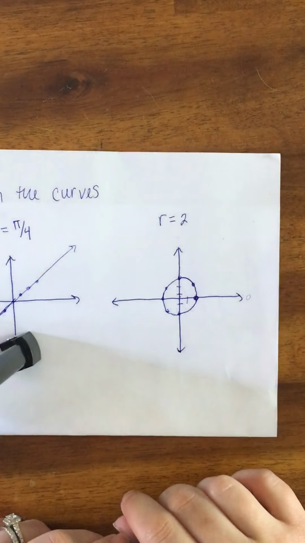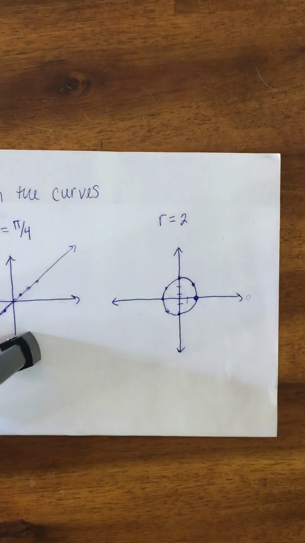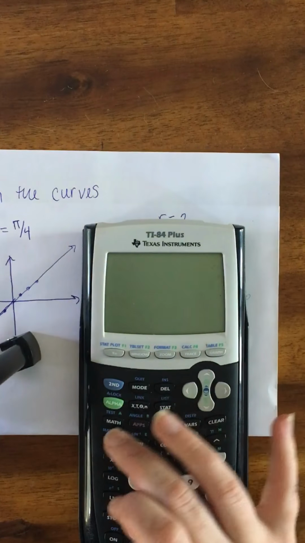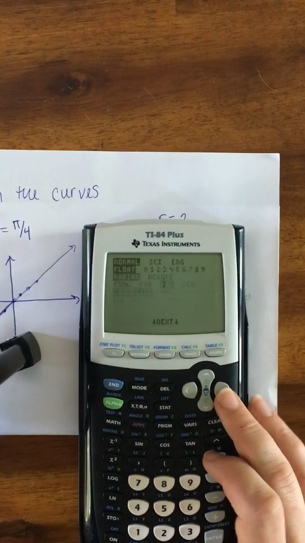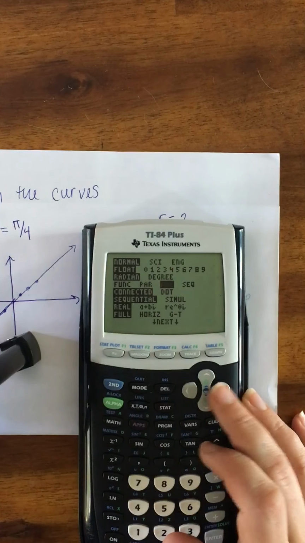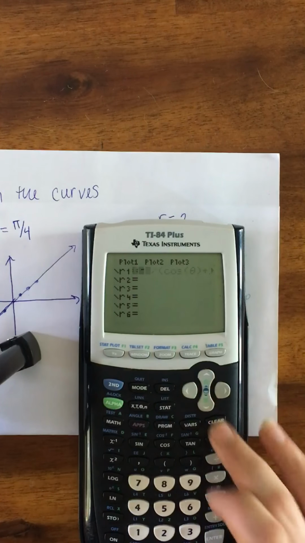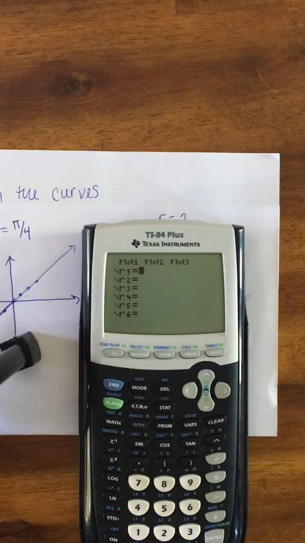Okay? Alrighty, now let's look at some more interesting curves, and we're going to plot them on the calculator. I kind of showed you in the last video that to do this, you want to go to mode and make sure your mode is on polar. So make sure polar is selected. If you go to y equals, type in whatever it is you want to graph. I'm going to do some problems out of the book. Let's graph, this is example 3 in the book.